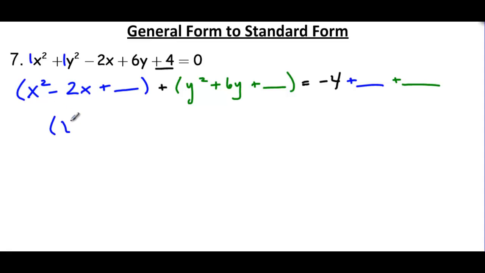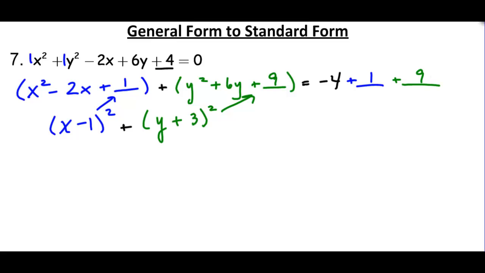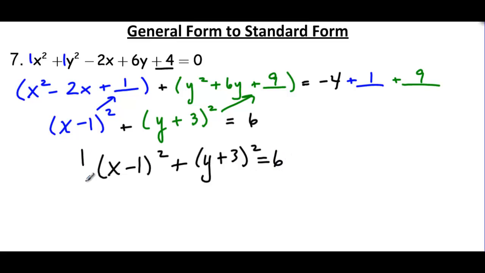Hopefully you remember, for completing the square, we want to find half of the b term, which would be negative 1 quantity squared. And remember, if you square that, that means I'm going to be adding 1 to both sides. And for the y's, I'm going to do the same thing. I'm going to take half of my b value, which is half of 6 is 3, quantity squared. If I square that, I'm going to get 9. I'm going to add 9 to the other side. And that's going to equal negative 4 plus 1 plus 9 is 6. So again, just to write it out so you can see it, x minus 1 quantity squared plus y plus 3 quantity squared equals 6, and that's my final answer.